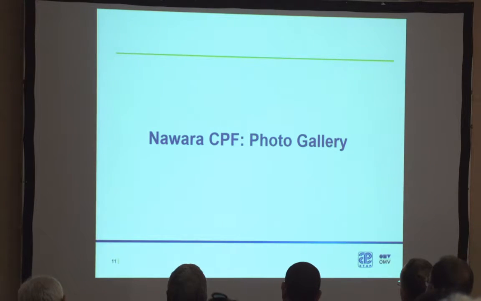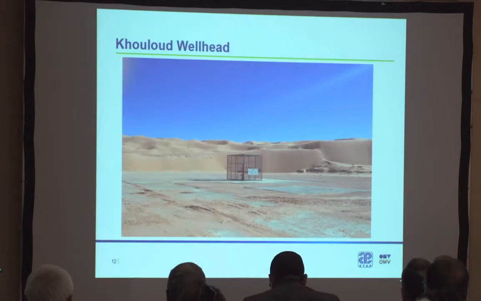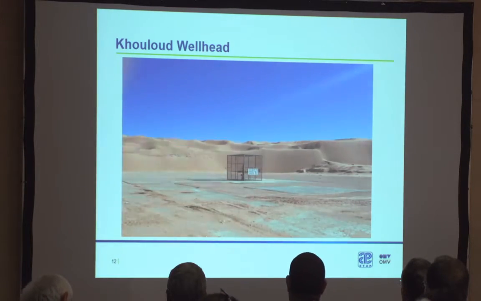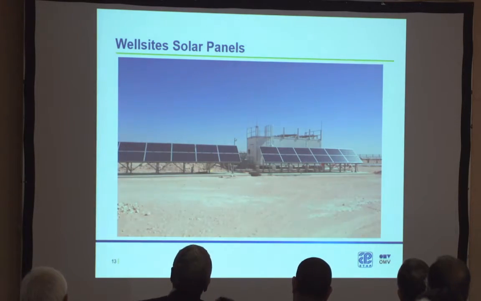So here we can see some photos on site. This is, for example, Khulud wellhead. You can see it's in the middle of the desert, so we can see the sand dunes. This is one of the well sites. So we have 100% photovoltaic panels for power generation. This is for the 9 well sites.